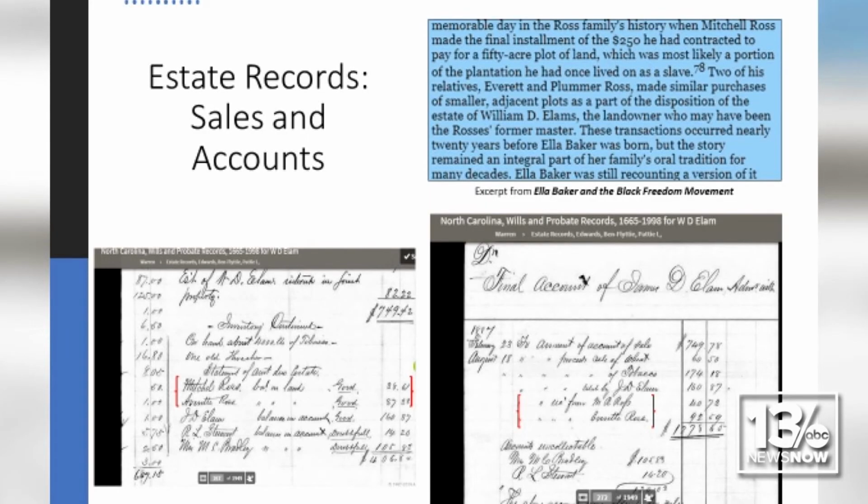And I found the records of those purchases. So even though everything in her oral history was not exactly correct, I was able to verify that they did purchase this land from William D. Elam's, and my third great grandfather was the brother of her grandfather, and they're both shown right here, Mitchell Ross and Everett Ross, and they're both also shown over here on this document making the final payment. And what's interesting about that is that family still lives on the land right now in Warren County, North Carolina.